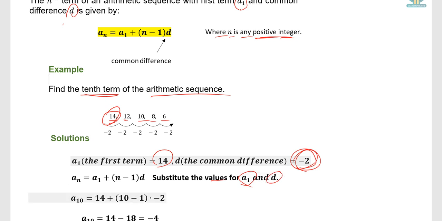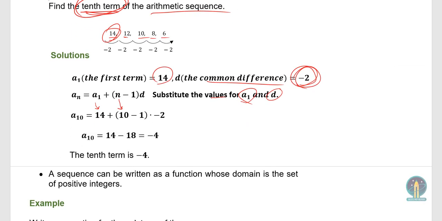So now we have a sub 10, because we want the 10th term. a sub 10 equals a sub 1, the first term, 14, plus n, which is 10, because the 10th term has order 10 in the sequence, minus 1 times negative 2, which is the common difference.